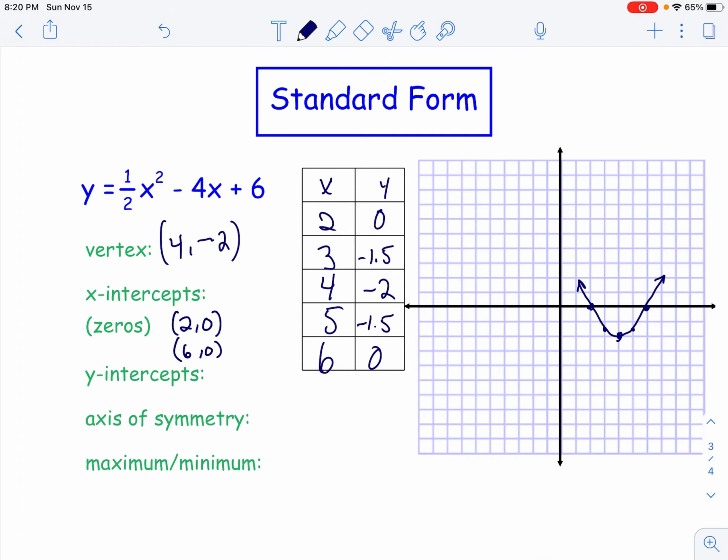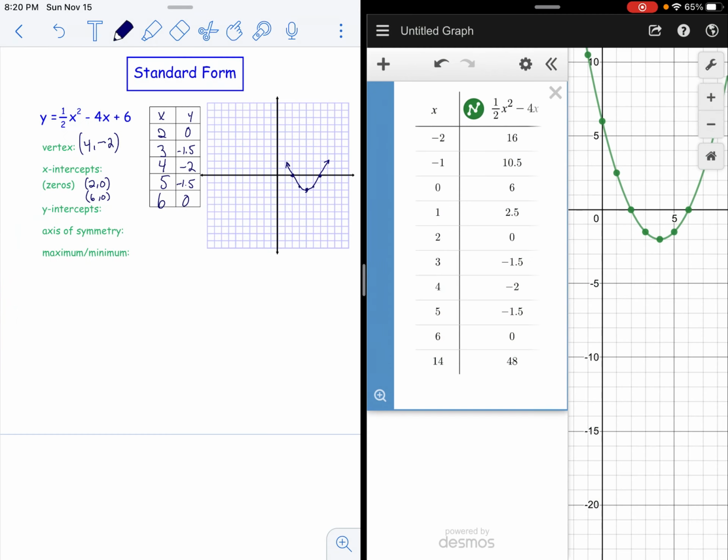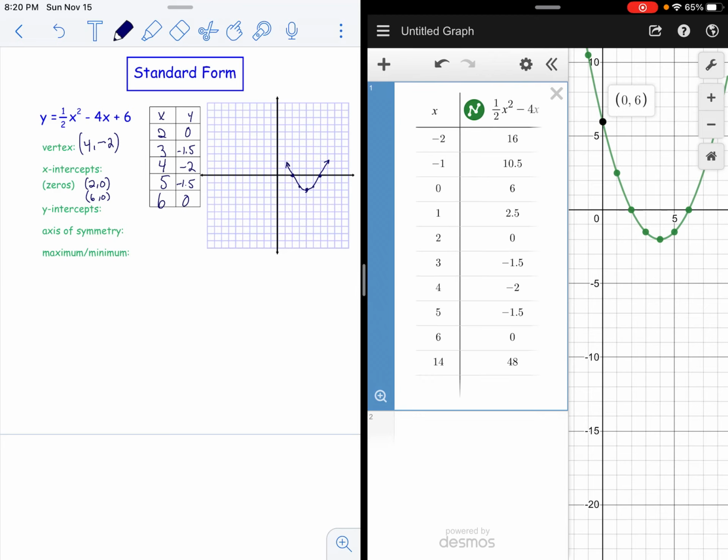Our y-intercept, I should have looked at this before I got rid of Desmos, so let's pull that back up. Our y-intercept is when x is 0, so that's going to be here at 0, 6. So our y-intercept is at 0, 6.